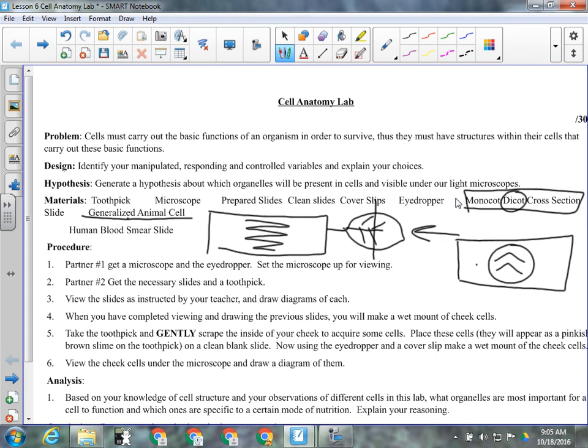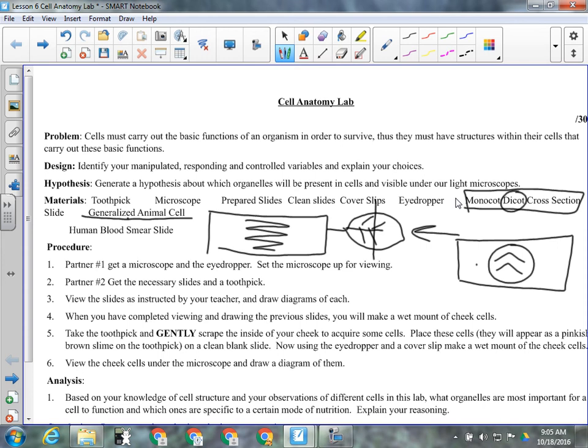So we're looking at different things. We're looking at different kinds of cells, right? Some from different organisms. That's the key thing. We're looking at some chemoheterotrophs, and we're looking at some photoautotrophs, right? Responding variables. What are we looking for in all of these cells?